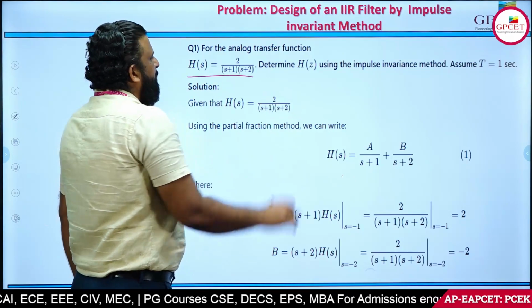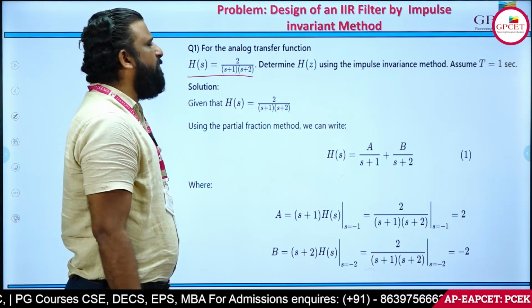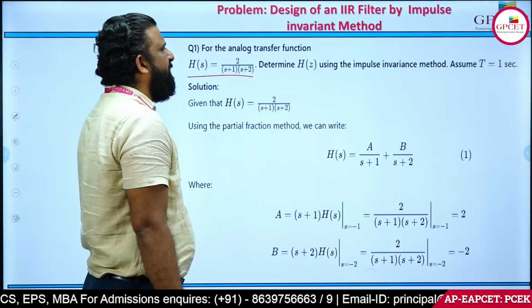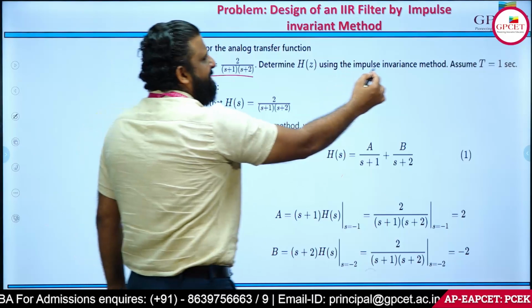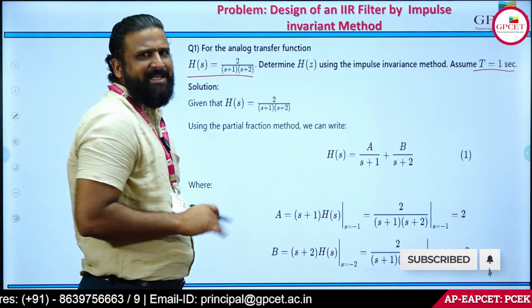So we got the transfer function of the analog filter H(s) = 2 / ((s+1)(s+2)). Determine H(z). He is asking to convert that into H(z) by using the impulse invariance method, and you can see here the sampling period T is equal to 1 second, which they have given.